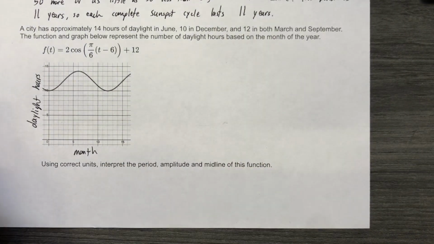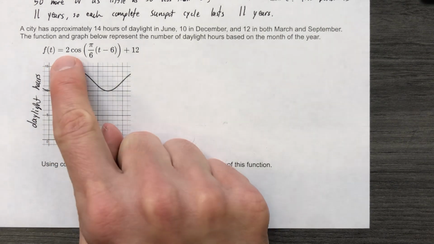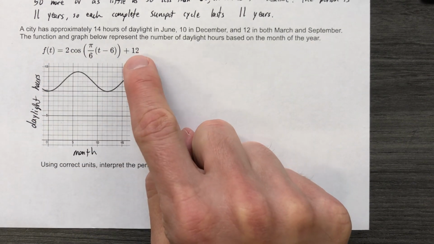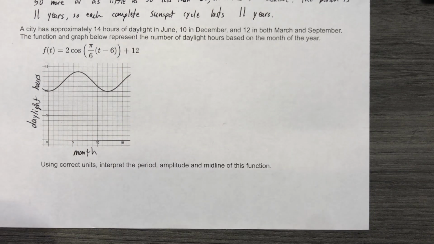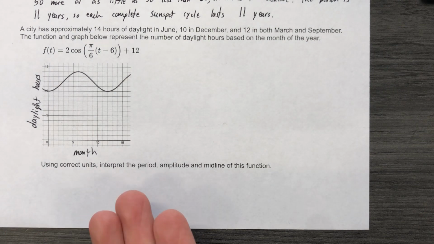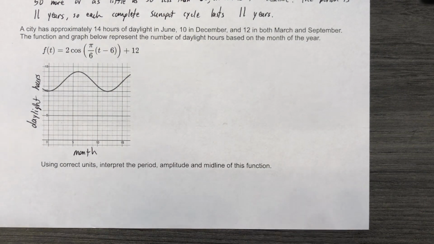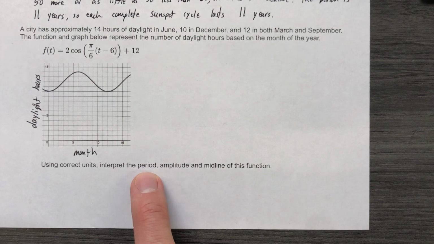Okay? So they've also mentioned some things concerning maximum and minimum, which is really helping me figure out things that I can tell from the equation, like amplitude, midline, and those types of things. So I'm going to pretend like all I have is the equation and I don't have too much information. So here's a way that I'm going to begin to interpret this a little bit differently. So using correct units to interpret the period, amplitude, and midline of this function, let's go ahead and start with the period.